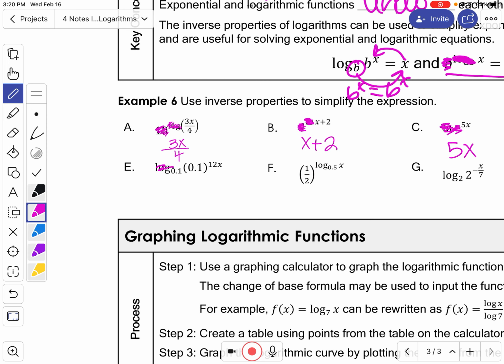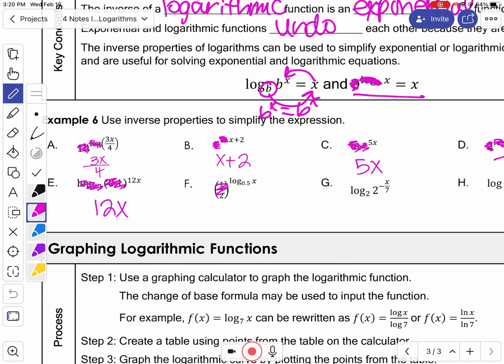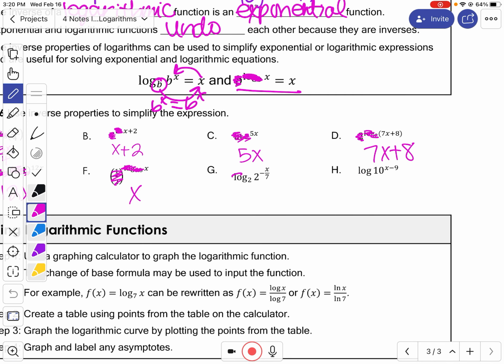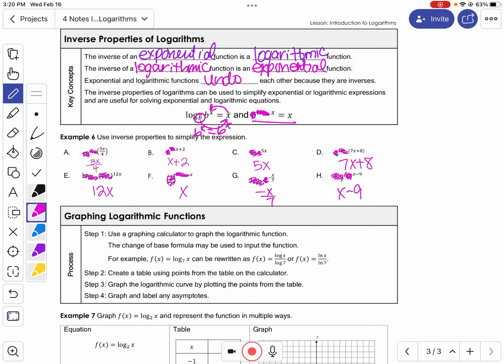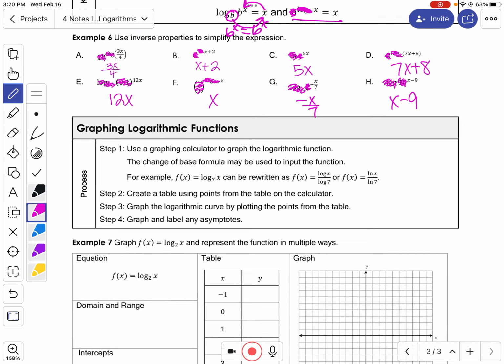This log of 0.1 is the same as this 0.1, so 12x. This 1/2 base is the same as this log base 0.5, which is just x. Log base 2, negative x over 7. Log base 10, it's not written, it's a common log. Base 10 here, they cancel each other, and you're left with x minus 9. So you're just using those inverse properties to cancel out and simplify.